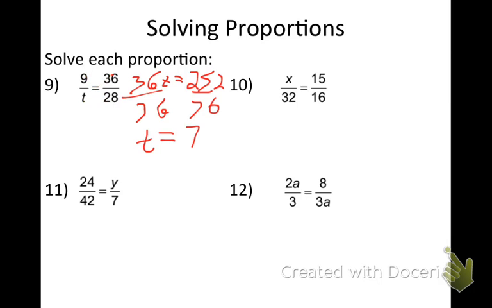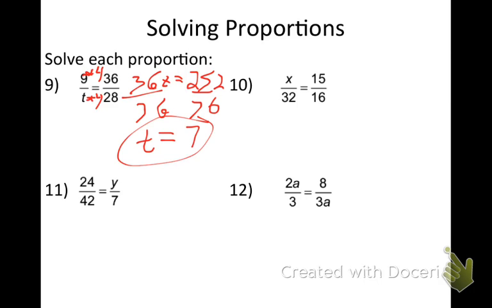Well, if I look at this, I can think of equivalent fractions. 9 times what is 36? 4. So what times 4 is 28? 7. So t equals 7. Hey, look. That's a little bit easier using equivalent fractions. Again, I can use cross products, but it's a lot easier.